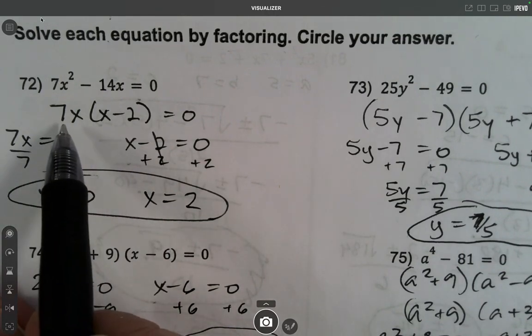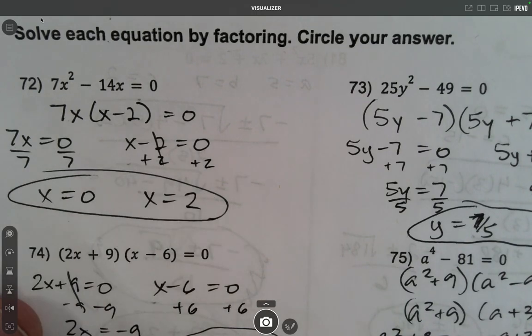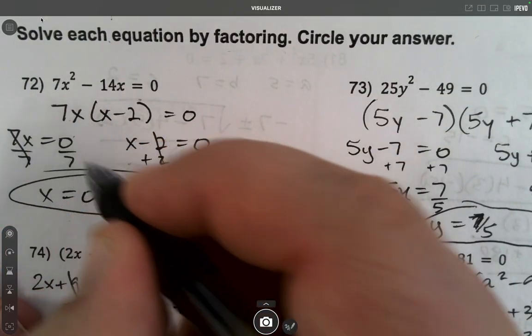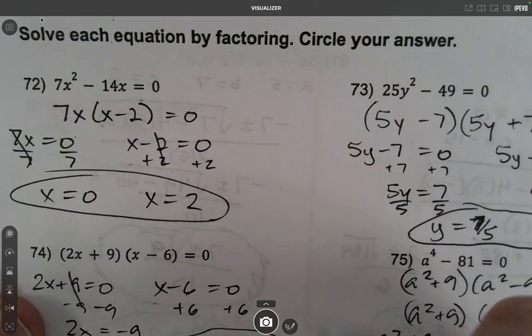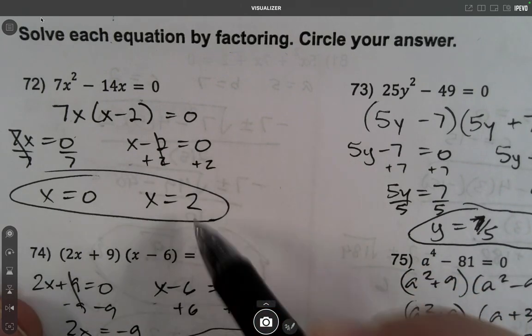Your next step is to set each piece or each factor equal to 0 and solve for x. So you divide both sides by 7 here. 0 divided by 7 is 0. You add 2 to both sides here. 0 plus 2 is 2, so x equals 2.